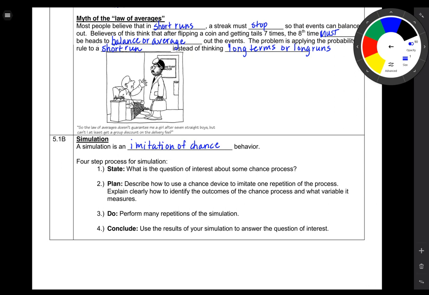In the do, and we're going to do an example, you're going to actually perform the repetitions of the simulation. And then finally, in the last step, you're going to conclude. So you're going to come back to your state and make sure you answer your question. You're going to use the results of your simulation to answer the question of interest. And so we're going to look at an example.